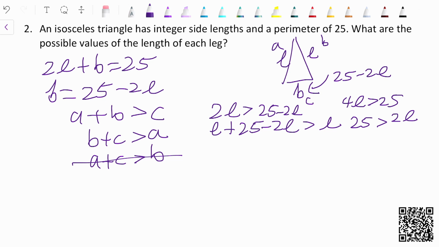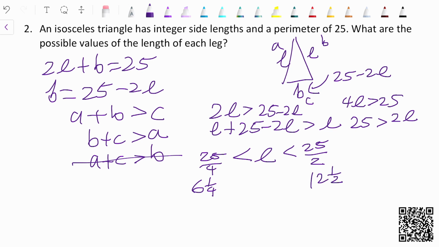So now that we have this, we're going to isolate L on both sides. When we integrate the inequalities, we're going to get, since this is conventionally on this side, 25 over 2 is greater than L, and L is greater than 25 over 4. You guys can pause to calculate if you want, but 25 over 4 is 6 1/4, and 25 over 2 is 12 and 1/2.